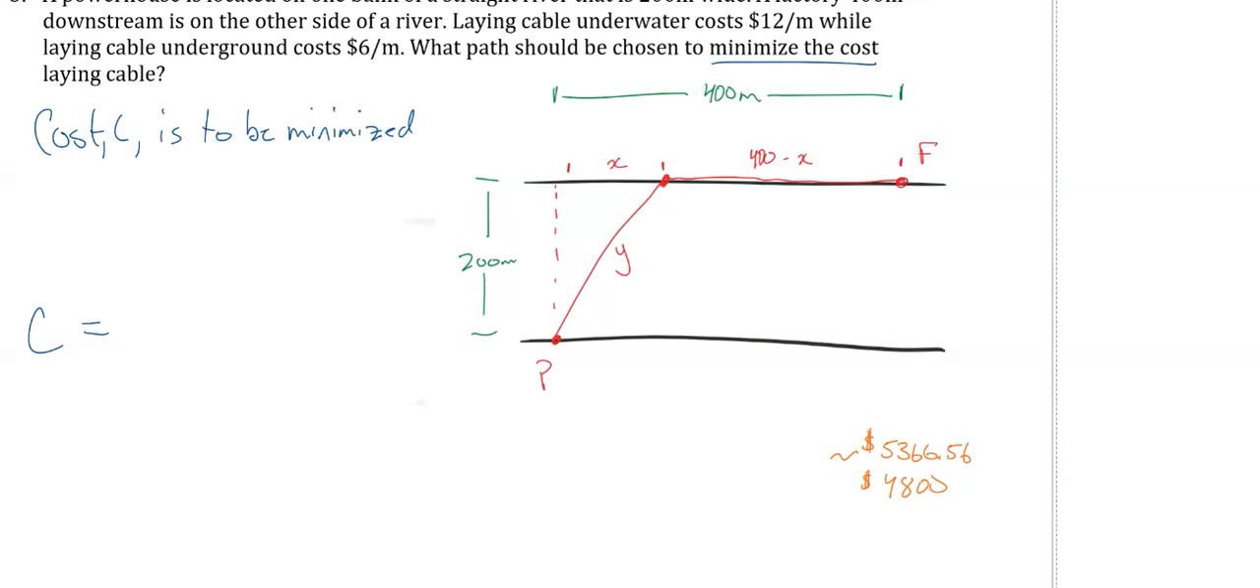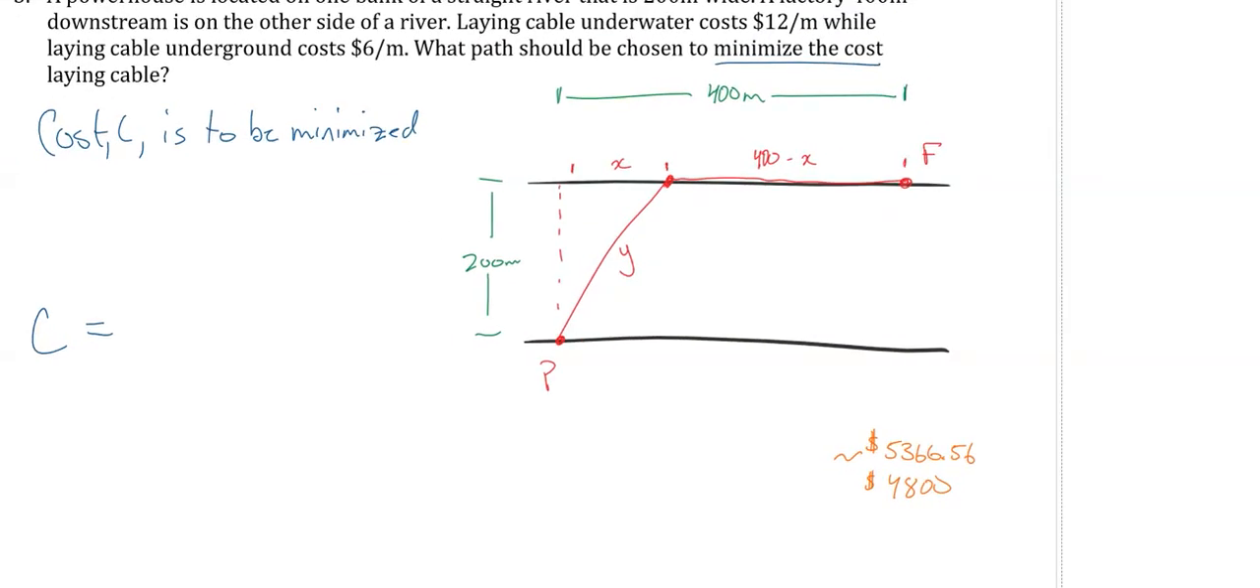So how are we going to do this? Well, anybody have any suggestions? Yeah. Yep. So how are we going to do that? So remember, we want to minimize cost. We want to find the x that minimizes cost. We're not minimizing distance. We're not minimizing 400 minus x. We're not minimizing y. We're minimizing cost. So we have to come up with an equation for cost. This is where doing this thing here, cost is to be minimized. So cost equals, that's why this is useful. So how am I going to come up with an equation for cost?